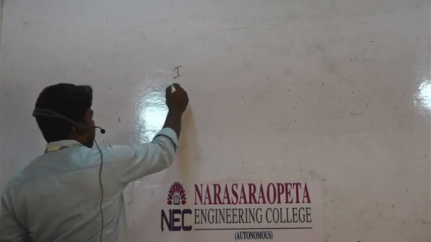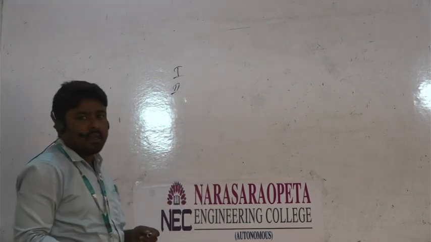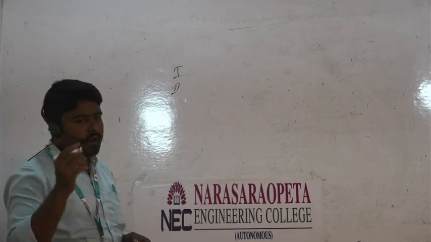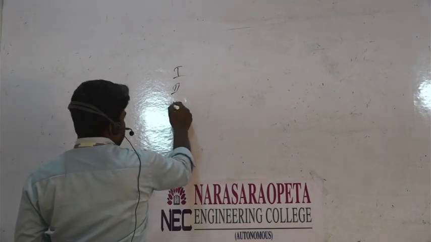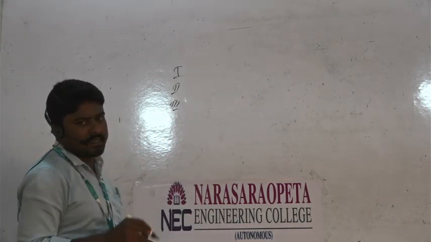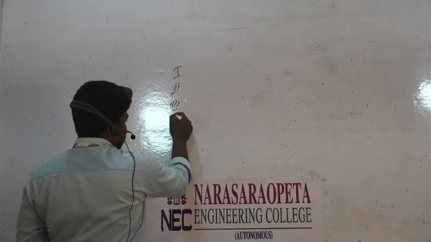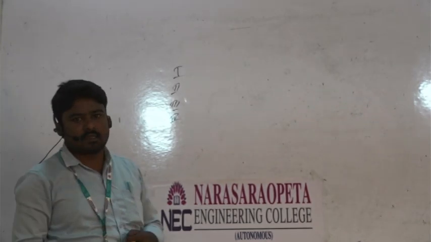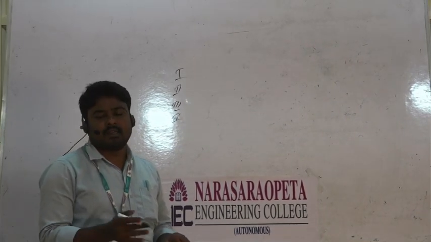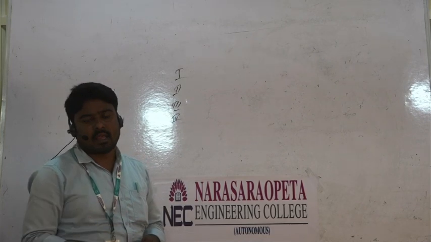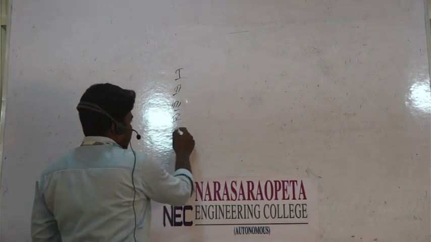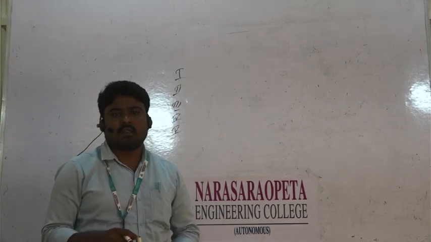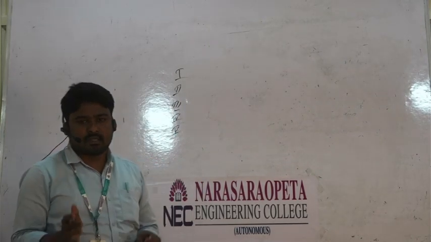The second one is springs and torsion of circular shafts. The third one is columns and struts. The fourth one is direct stresses and bending stresses, that means combined stresses. And the last one, the fifth unit, is unsymmetrical bending and shear center.